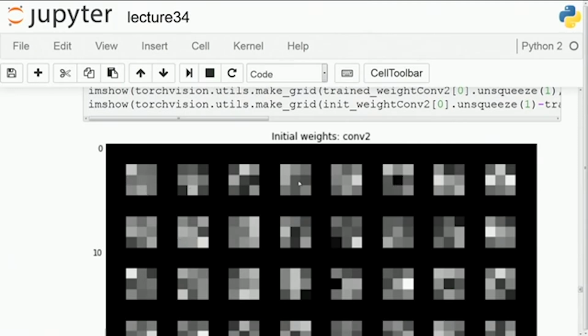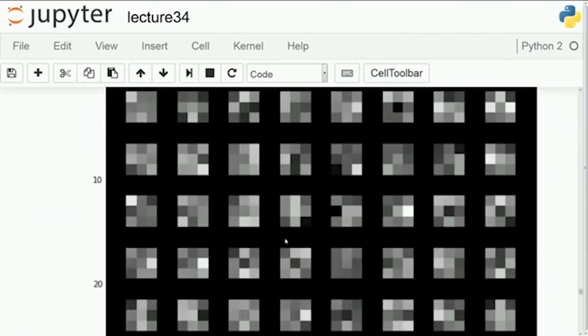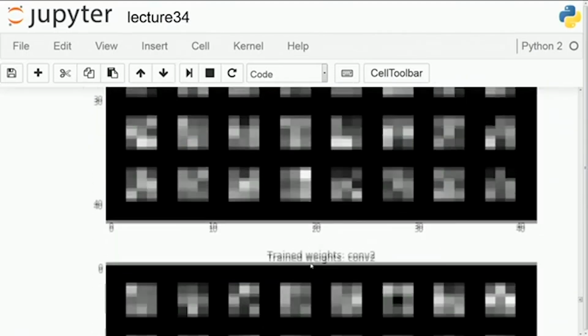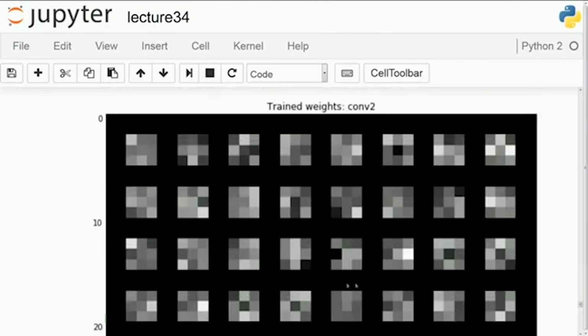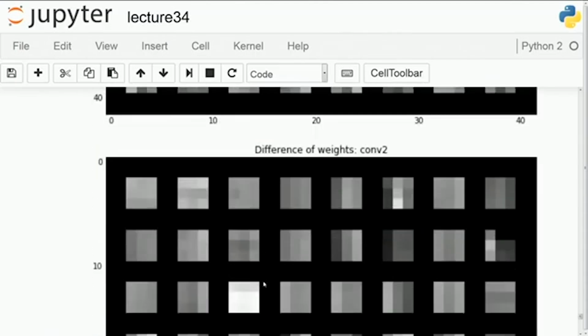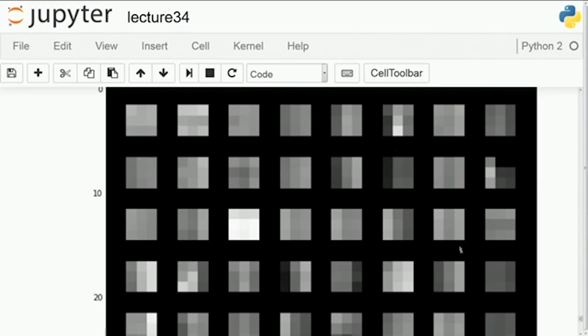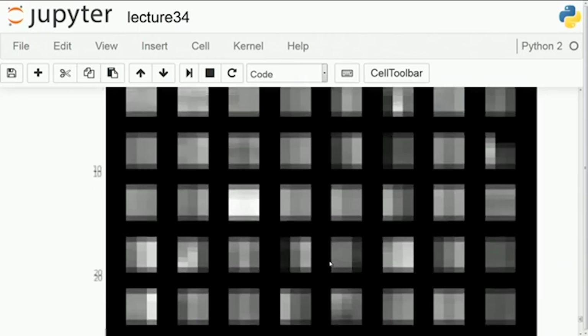So there are 1, 2, 3, 4, 5, 6, 7, 8 of them, and there are 8 rows over there, and each of these is a 3 cross 3. That's for the purpose of visualization. So this is my initially randomized version. This is what comes after training over 5 epochs, and if you look at the differences between them, then this is the kind of difference which comes.